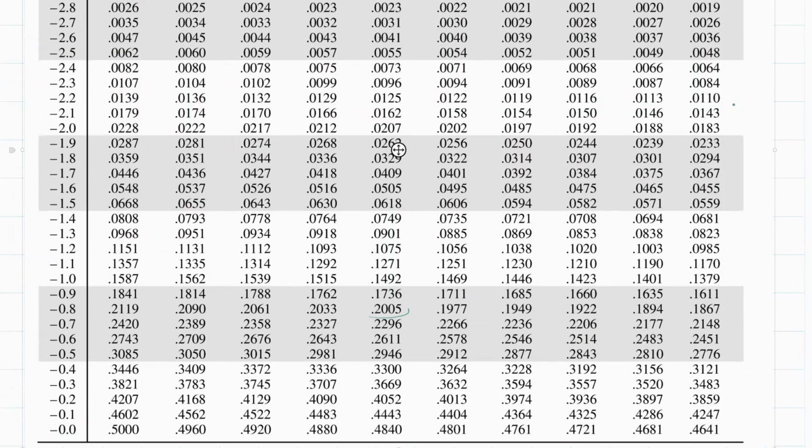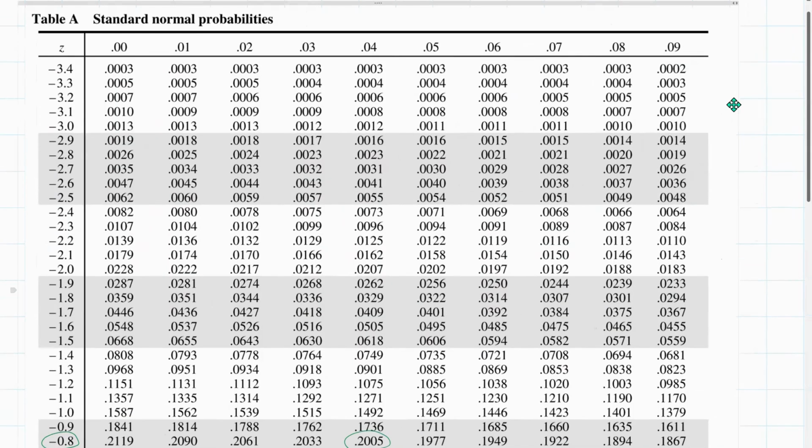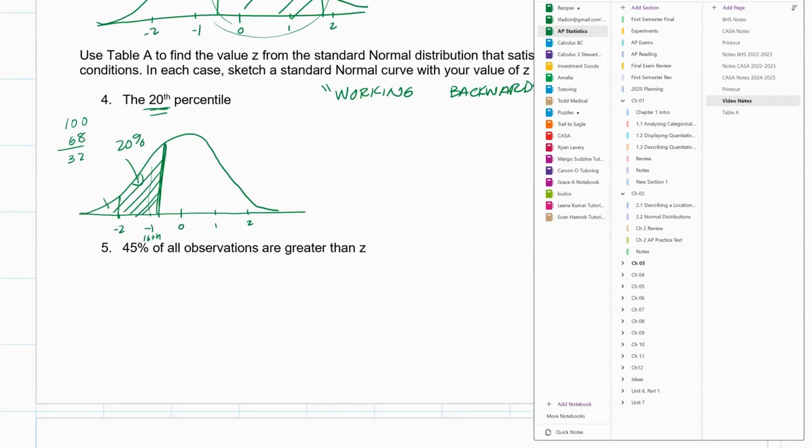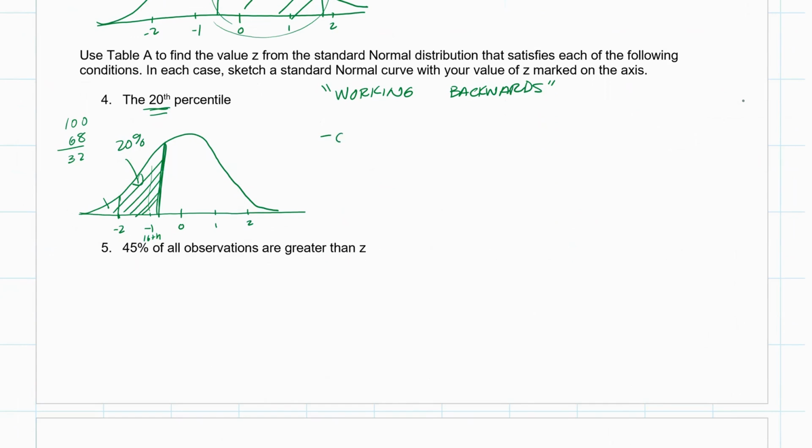Now what's the z value associated with that? Go over to here, negative 0.8, and then go up to the top, and our hundredths digit is 4. So we can say that negative 0.84 is at the 20th percentile. And that number fits pretty well with what we thought it would be when we drew that out.